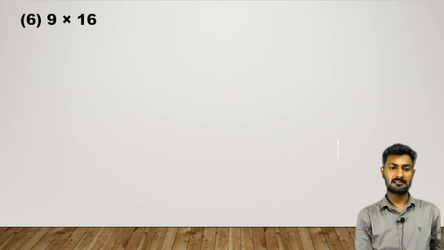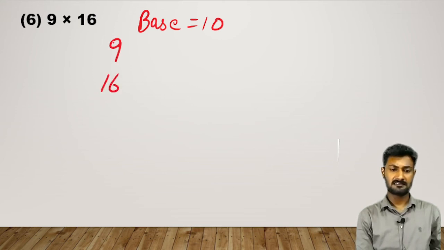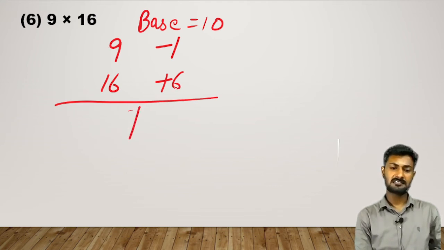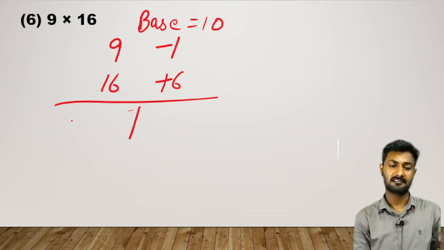The next question is 9 multiplied by 16. Base is 10. Now write the numbers 9 and 16. Deviation of 9 is -1. Deviation of 16 is +6. Now cross solve. 9 plus 6 equals 15, or 16 minus 1 equals 15. Whatever you want, you can write it here.